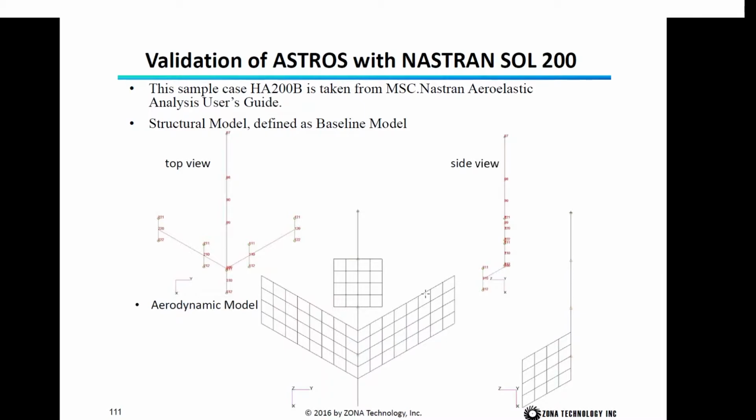Okay, then we have another case which is called HA200B, taken from the MSC Nastran Aeroelastic Analysis User Guide. It is a forward swept wing, and the structure has a fuselage, a right hand side wing, a left hand side wing and a vertical tail.